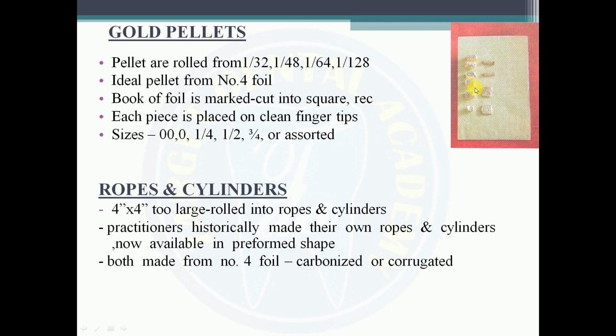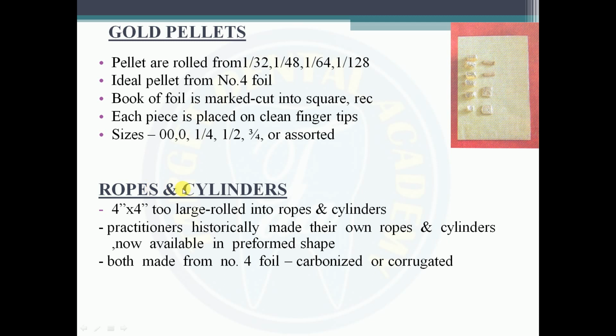Gold pellets, these are gold pellets. Pellets are rolled from 1/32, 1/48, 1/64 or 1/128. The ideal pellet is made from number 4 foil. A book of foil is marked and cut into squares or rectangles. Each piece is placed on the cleaned fingertips. Size ranges from 00 to 0, 1/4, 1/2, 3/4 or assorted.